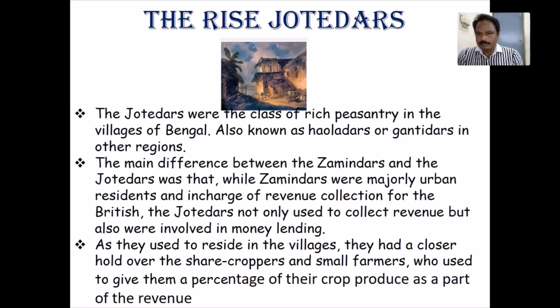So now let me explain in short. The most important difference between the Jamindars and Jotidars was that the Jotidars used to live in the village, whereas the Jamindars lived outside the village. So he has good affinity with the farmers. Whenever the farmers needed any money, they used to come to the Jotidars and collect their loan. So sometimes the Jotidars superseded the position of the Jamindars and occupied that position.